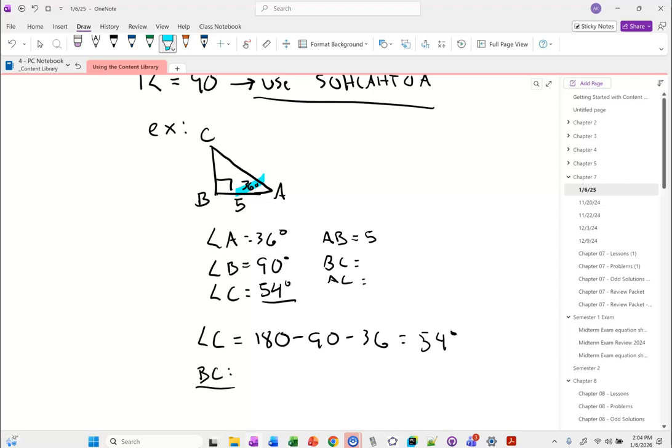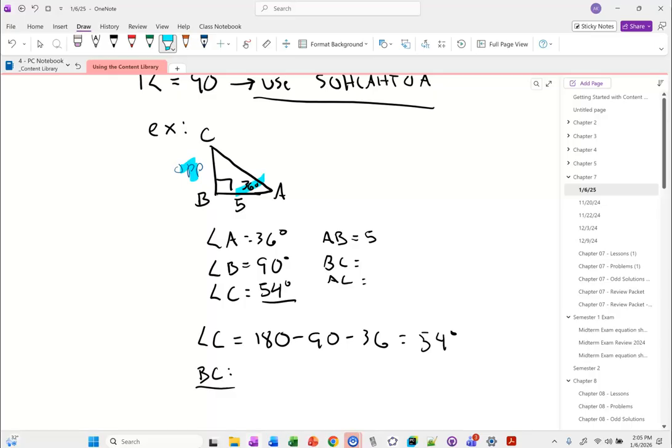Relative to that 36-degree angle, angle A, is side BC opposite, adjacent, or hypotenuse? Opposite is correct. Does everybody agree with that? Can we see why that's opposite? Does anybody not understand? It's really important that you're able to pick out opposite and adjacent and hypotenuse given an angle. Okay, everybody's good?